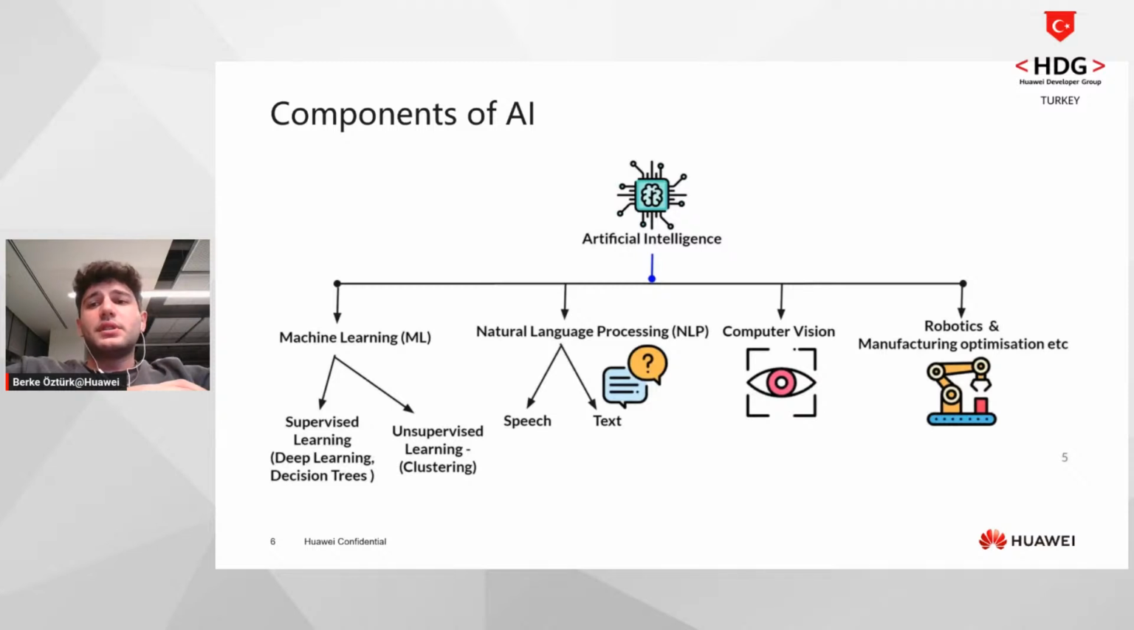So maybe you can use it on your computer to detect cats or dogs in your camera, or maybe detect your hand and try to detect it. You can use computer vision. And robotics is using these algorithms and doing something with robots inside of manufacturing optimization.